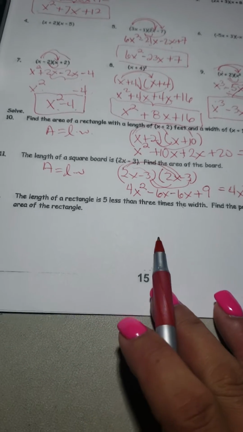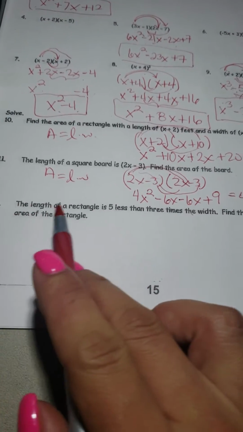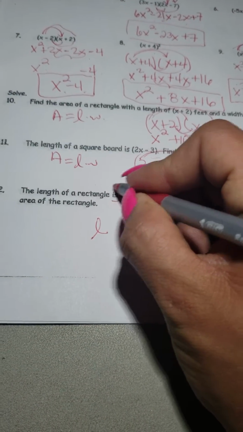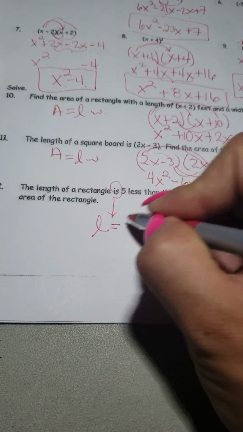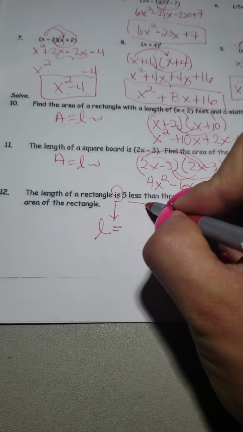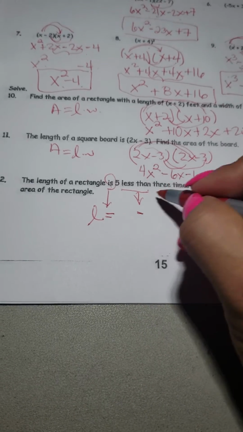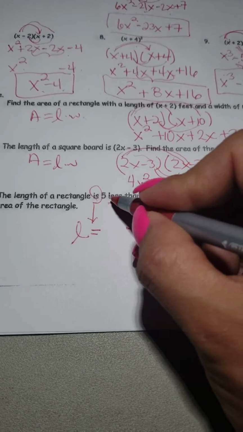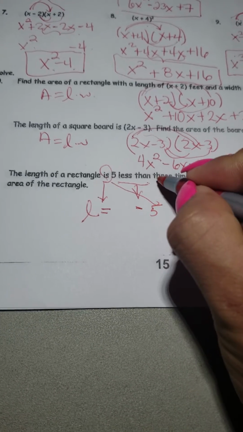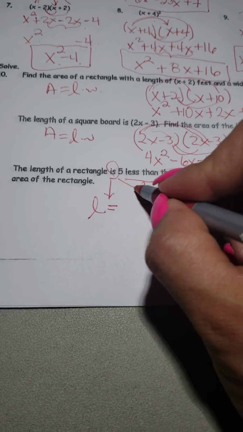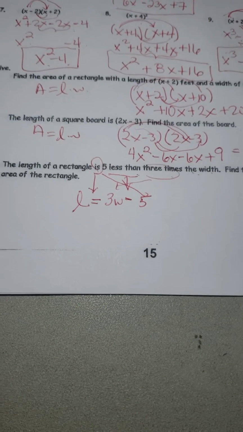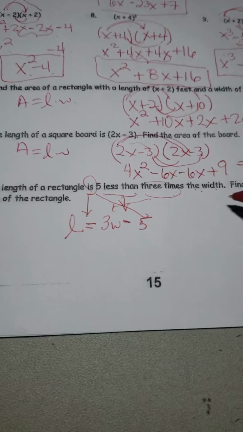Questions? Okay. Last one here, they're making it more difficult by not giving you the algebraic terms for the dimensions, so you have to write your own. It says the length of a rectangle is, so length, keyword is our equal sign, 5 less than. Less than means what? We're going to subtract. But remember, less than is one of those special words where whatever's in front of it goes to the back, so it's going to be minus 5, and whatever's behind it goes to the front. 3 times the width, so 3w. So that's one of our dimensions.